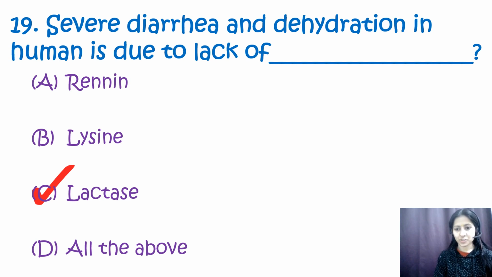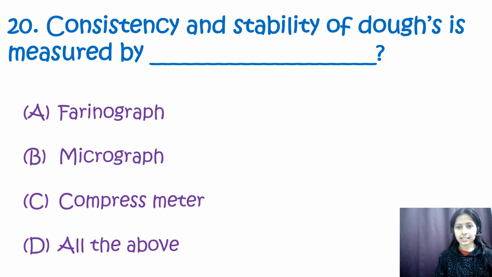So here the correct option is option number C, that is lactase. Number 20. Consistency and stability of dough is measured by A. Farinograph, B. Micrograph, C. Compressed meter, and D. all of the above. So the correct option is option number A, that is farinograph.